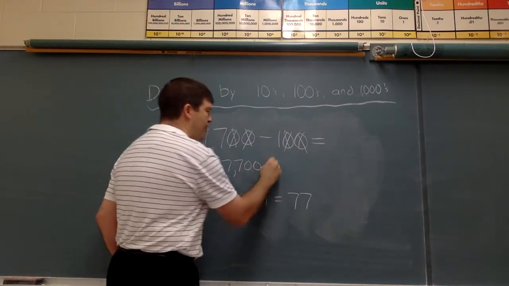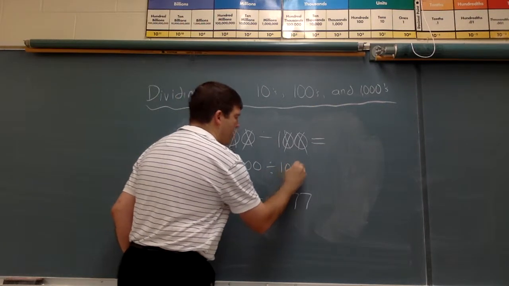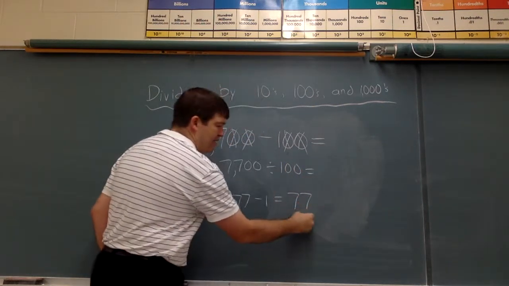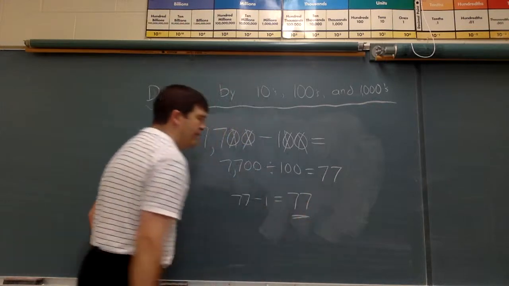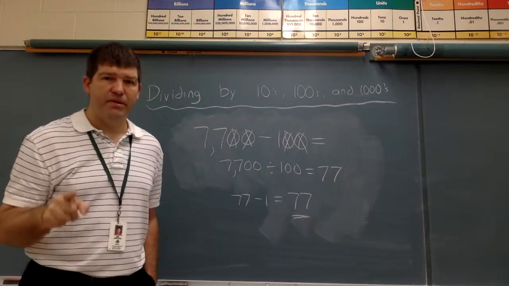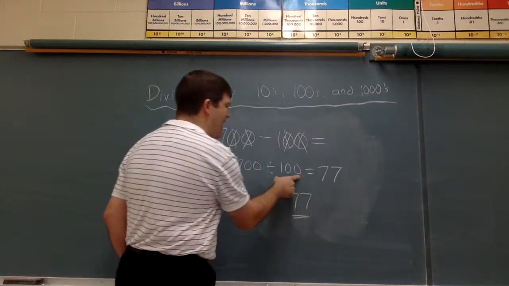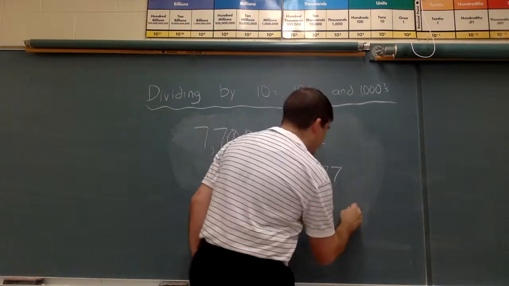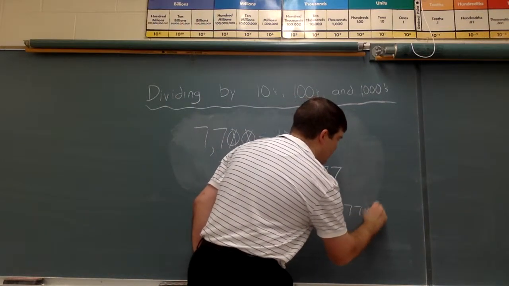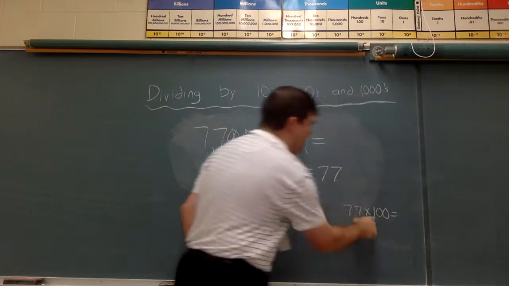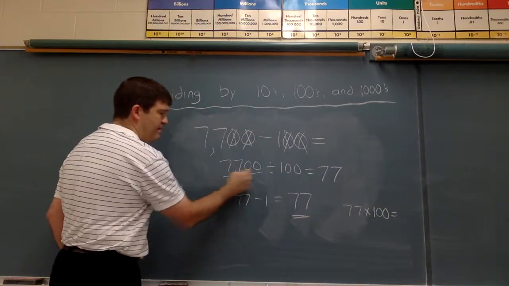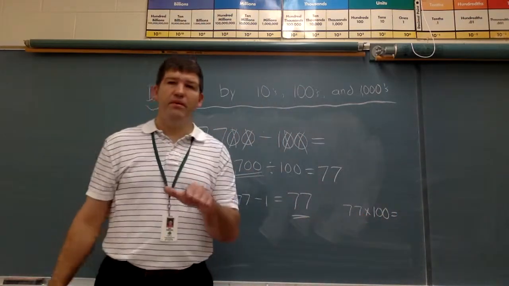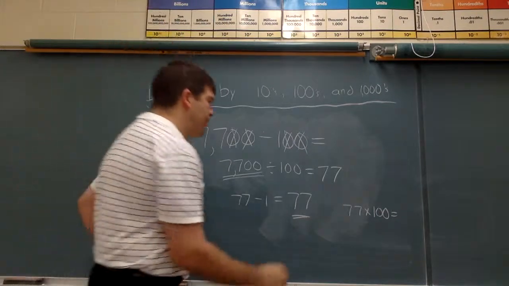7,700 divided by 100 equals, I think it equals 77. Okay? But I want to check it. I want to make sure. So I'm going to take this number times this number. So I'm going to take 77 times 100. And if that gets me this number, then I am good to go. Okay? So let's do it.